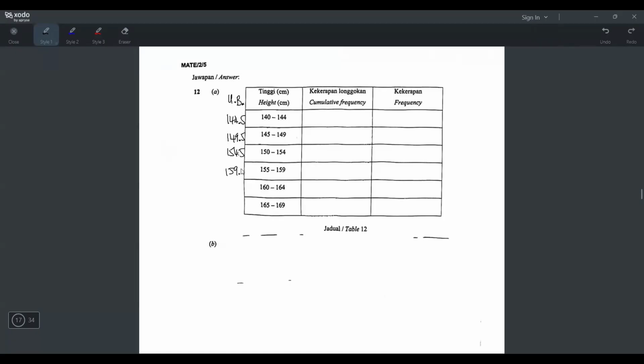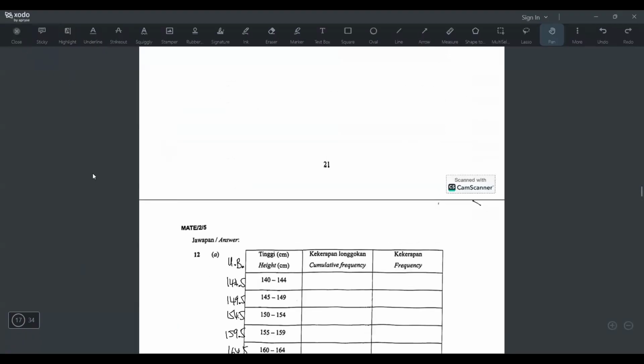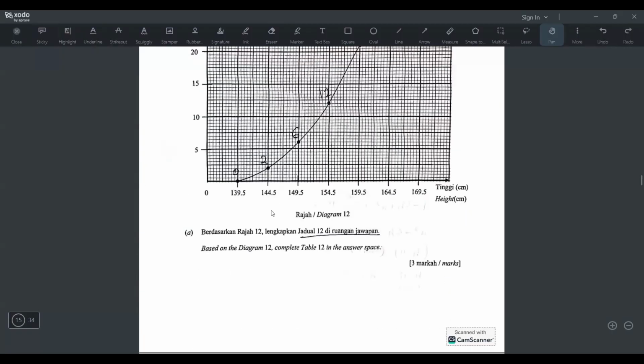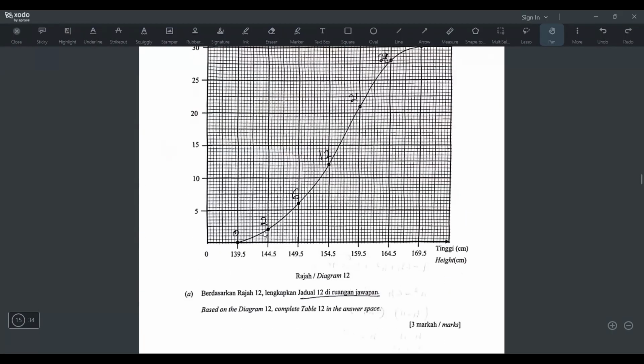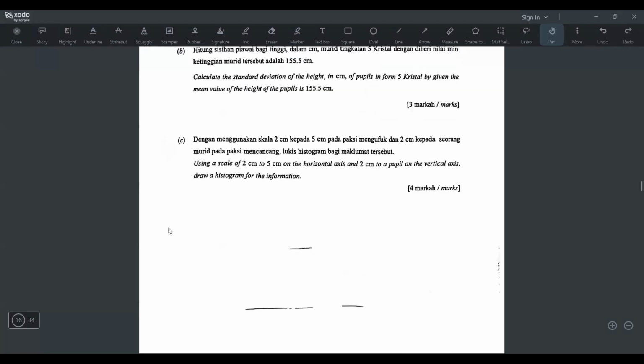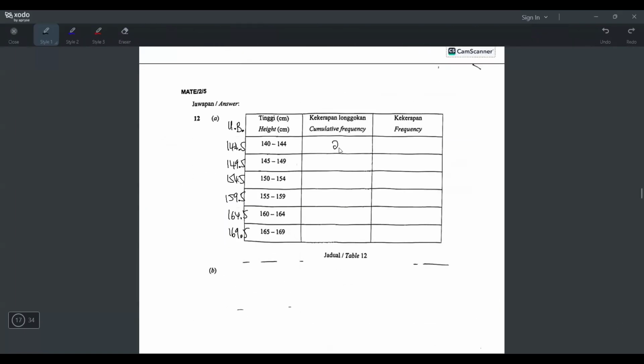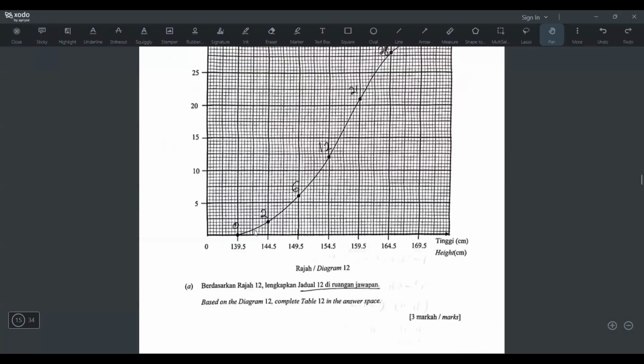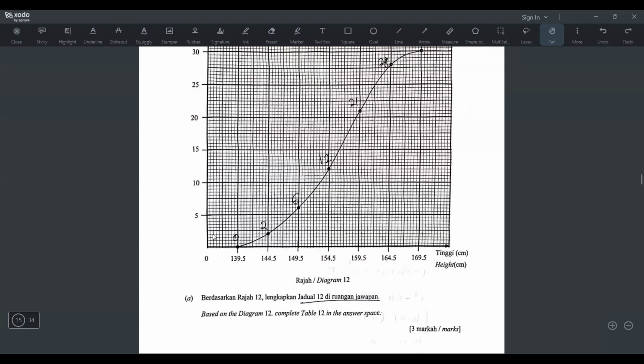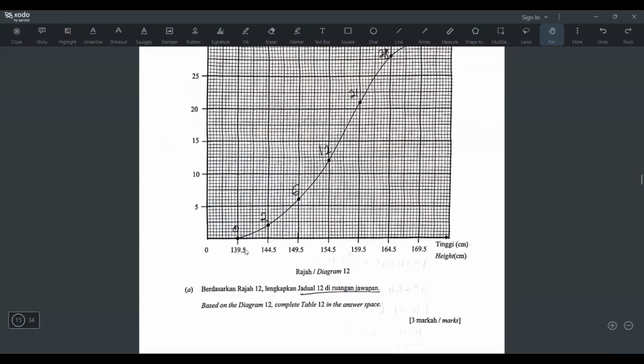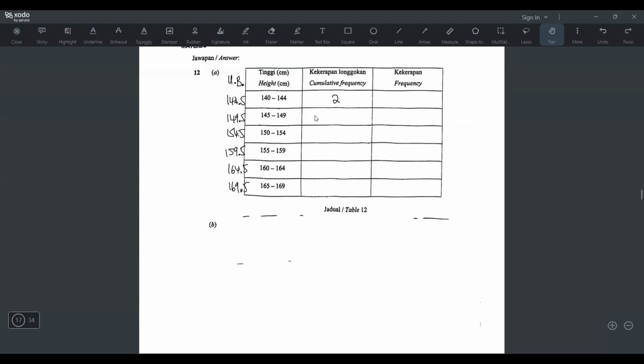This one is 159.5. This one is 164.5. This one is 169.5. And now for the first cumulative frequency, it will be the 144.5, right? And if you write 0 it is wrong, because if you look from your graph, you see 144.5 is 2, right? If you write 0 it is wrong, so it's 2. So here I have to write 2. That is why it's important to write down the upper boundary, right? So that we match the correct cumulative frequency with the correct upper boundary, right? If we don't write down the upper boundary, it's very easy to make mistakes, right?